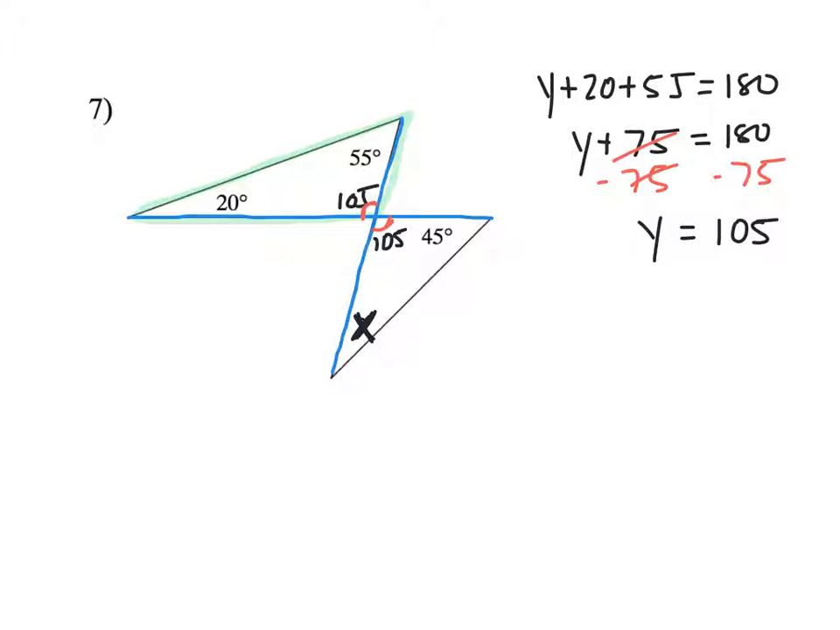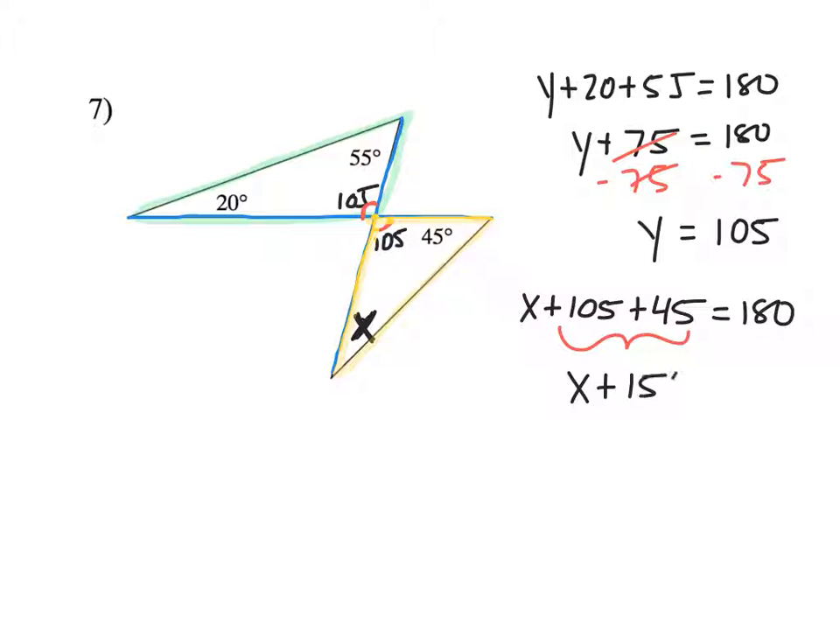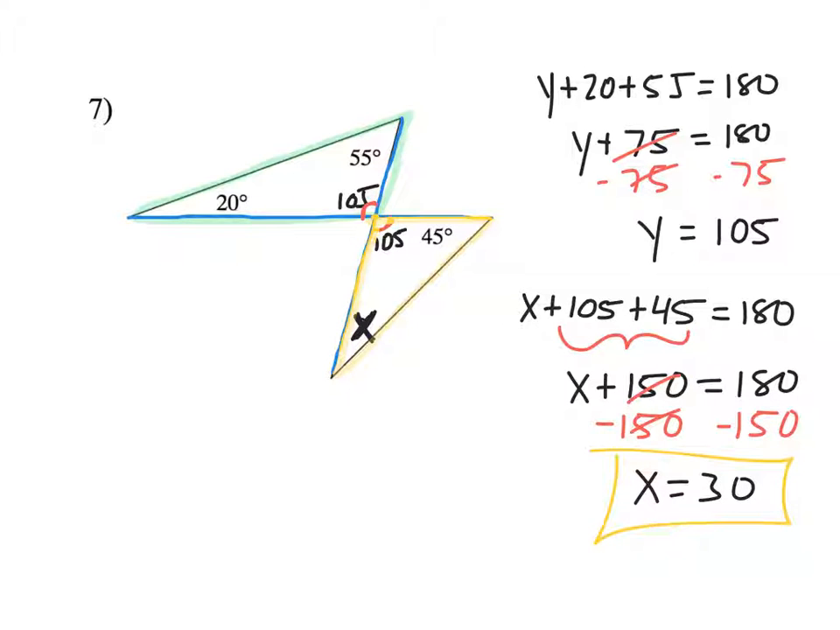That then gives us a way to solve for x, because now I want to use this triangle. We know two of its angles, so I can say that x plus 105 plus 45 equals 180. Combining my like terms, I get x plus 150 equals 180. And like always, if I want to subtract that 150 from both sides, I find out that x equals 30. And that is our final answer.